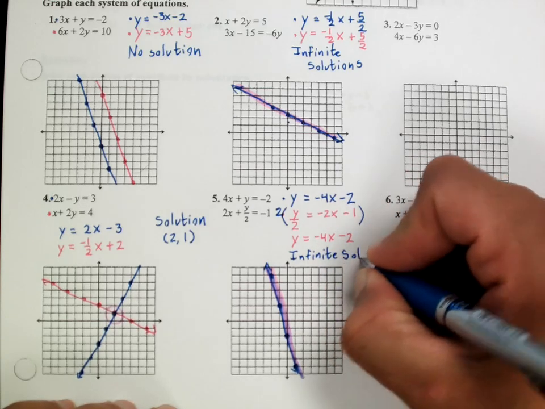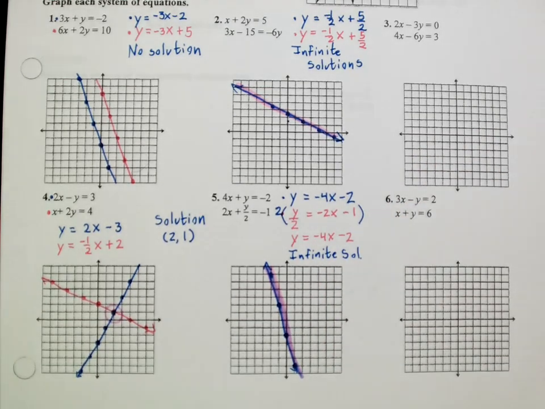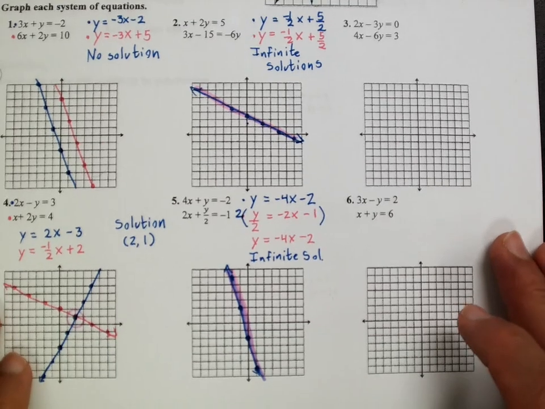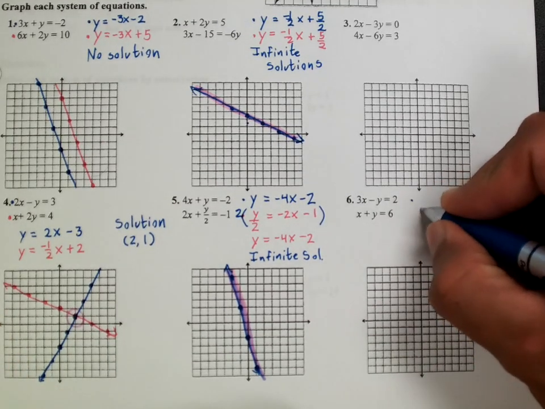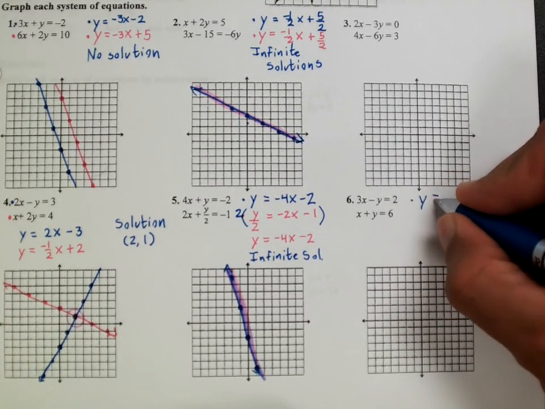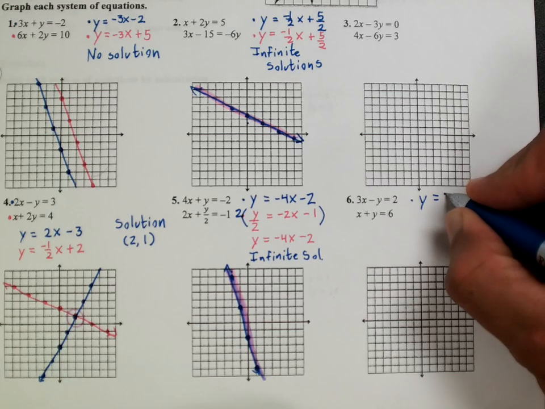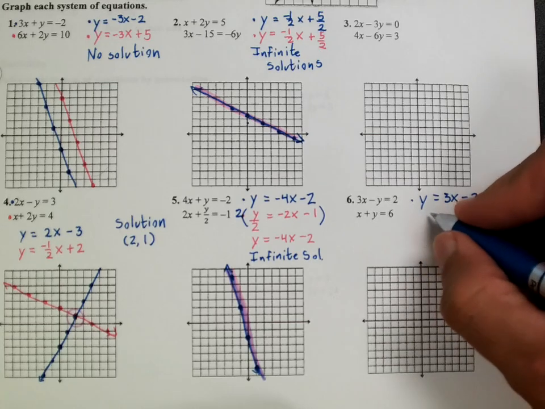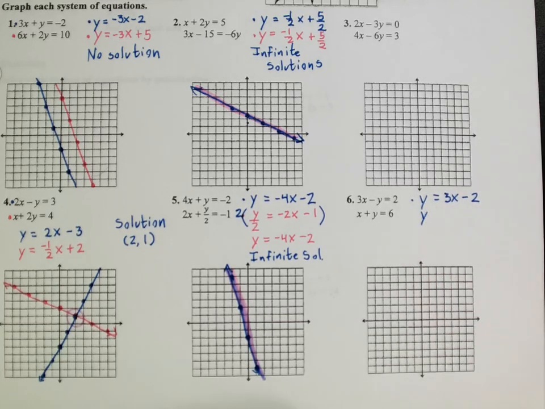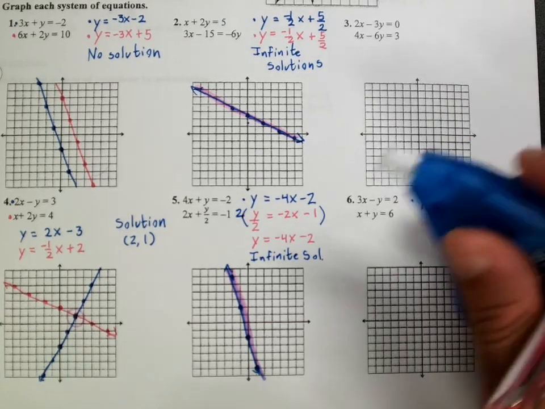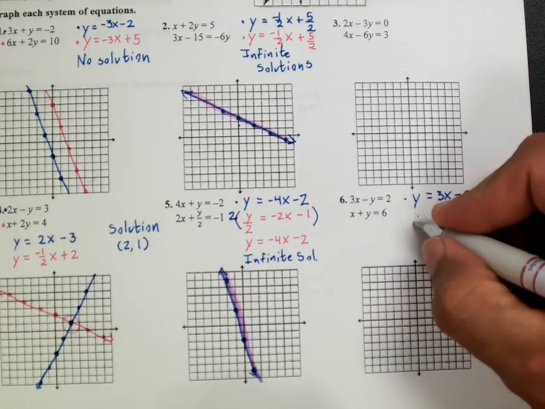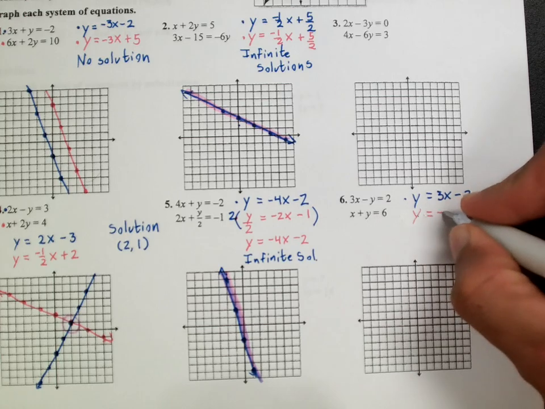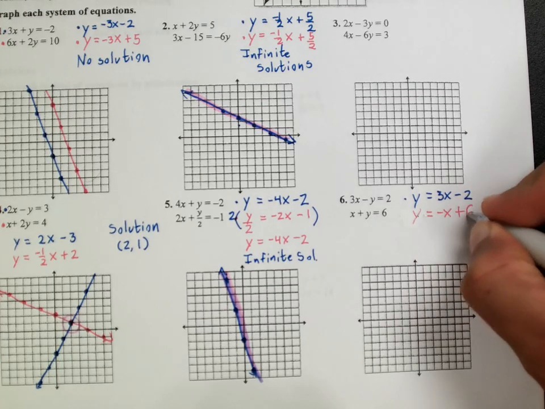All right. We'll do one more, and this one's a little bit more normal, if you want to look at it that way. If you solve for y, you would get 3x minus 2. And if you solve for y on this one, hopefully it's easier to see for you, you would get y is equal to negative x plus 6.